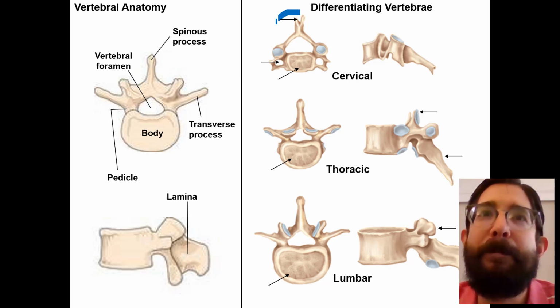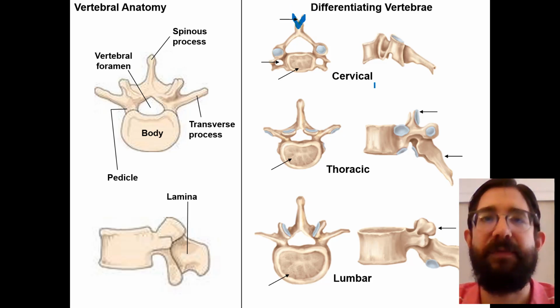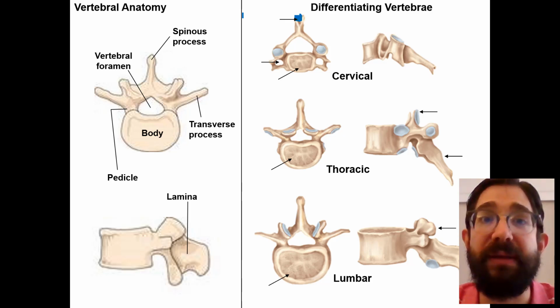They also have a bifid or bifurcated spinous process. So see how it is shaped like a V here. Only cervical vertebrae look like that because only cervical vertebrae have a nerve running in between the bones in that region.